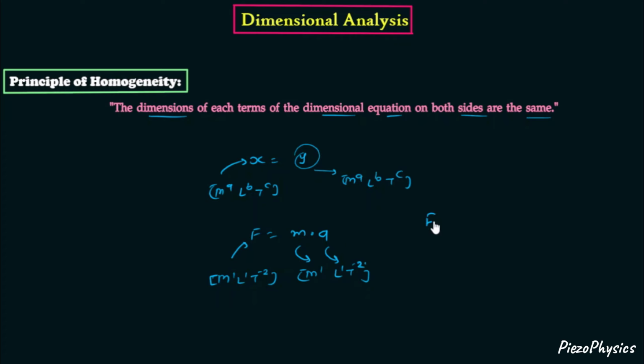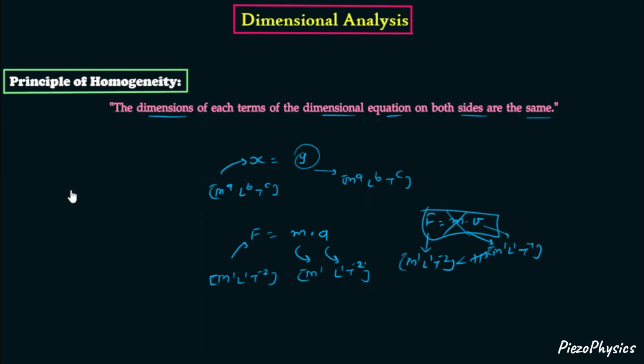Similarly, we can say that force equals mass into velocity. If this kind of equation is provided to us, here the dimension of force is M^1 L^1 T^-2, while the dimension of mass is M^1 and the dimension of velocity is L^1 T^-1, which does not equal it. So both the dimensions are not equal to each other, so this equation is wrong.